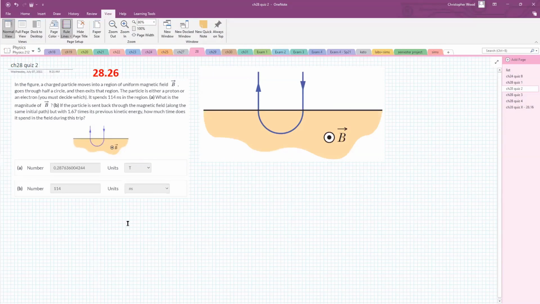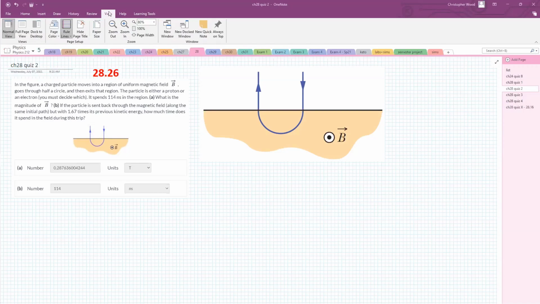All right, so now we have this quiz, chapter 28, quiz 2, which is a homework problem. They're all homework problems. You know that. Okay, so a charged particle moves into a region of a uniform magnetic field. It goes through a half a circle and then exits. The particle is either a proton or an electron. You must decide which. It spends 114 nanoseconds in this magnetic field region. What's the strength of the magnetic field?